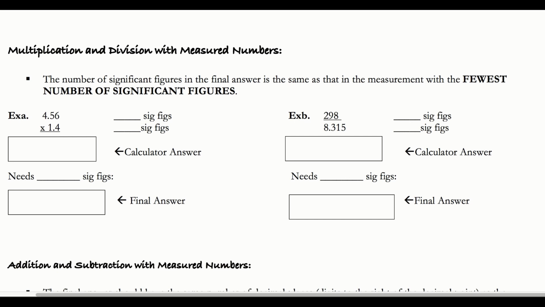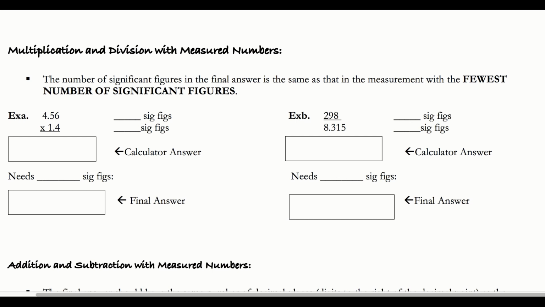So if I'm dealing with multiplication and division, what I'll do is complete the multiplication, and then I'm going to round my final answer to the number of significant figures of the measurement that has the fewest number of sig figs. So whichever number has the fewest number of significant figures, that is the number of significant figures I'm going to round my final answer to. And this applies to multiplication and to division. So to make this make sense, let's look at a couple of examples.